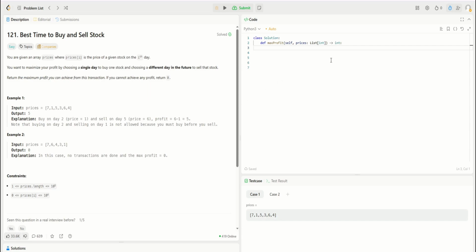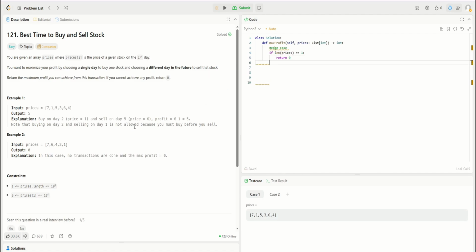So let's think about it in a very simple case. What if there is only 1 day? Clearly there is no profit, so we can just list this edge case. If the length of prices equals 1, then we can safely return 0.